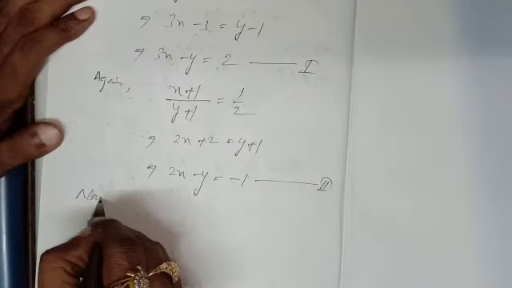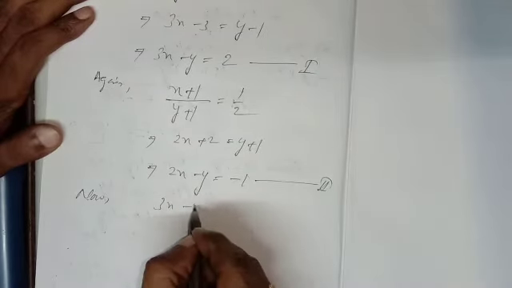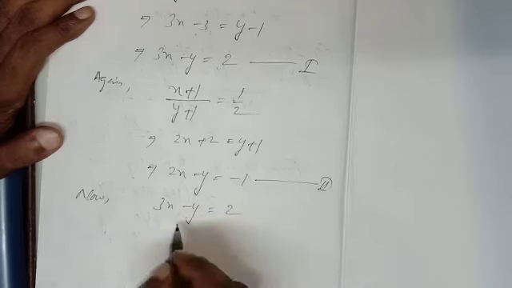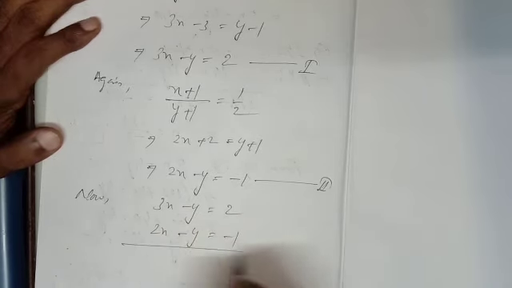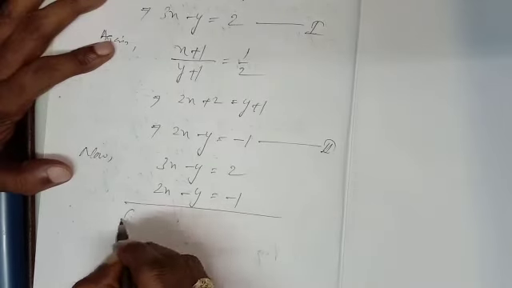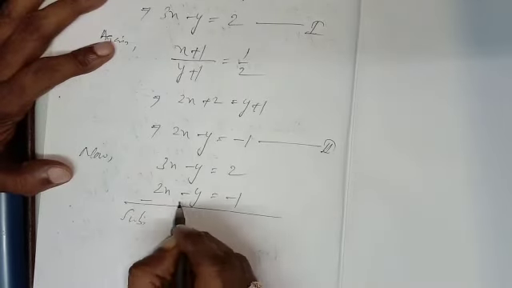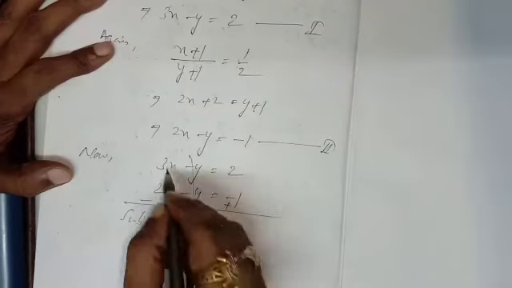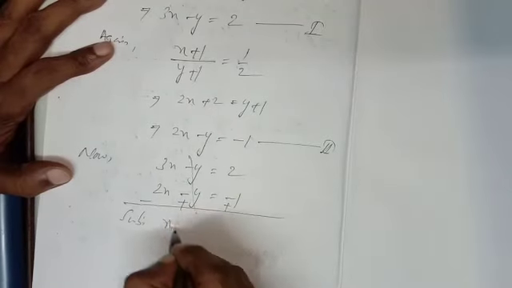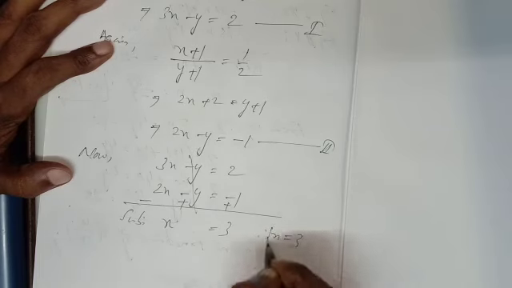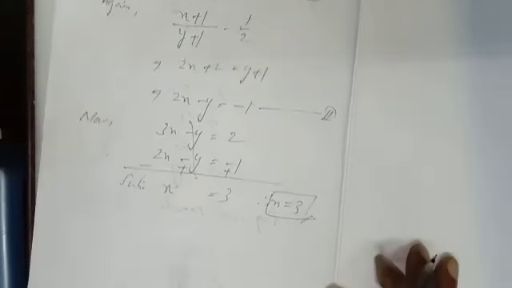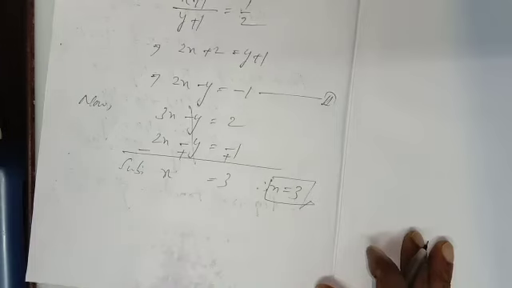Now, 3x minus y is equal to 2, and the second equation is 2x minus y is equal to minus 1. Do one thing, just subtract. The sign will change here, this will be plus. 3x minus 2x will be x, and 2 plus 1 is 3. Therefore x is equal to 3.